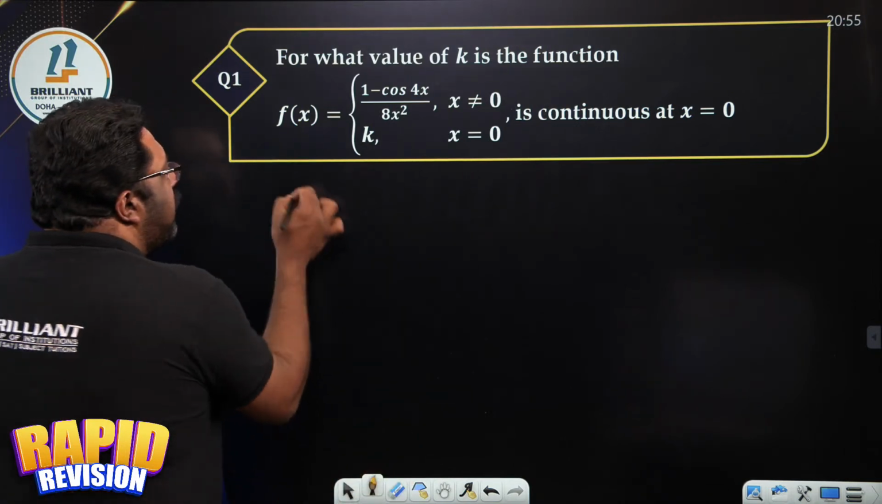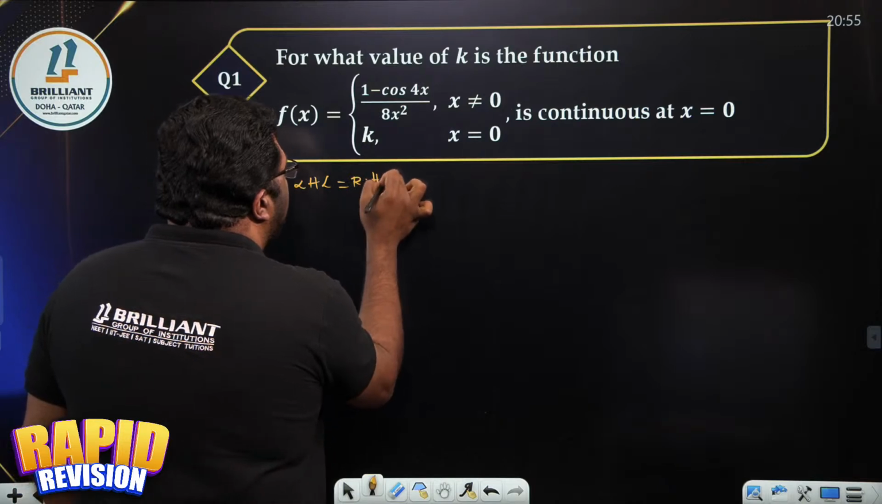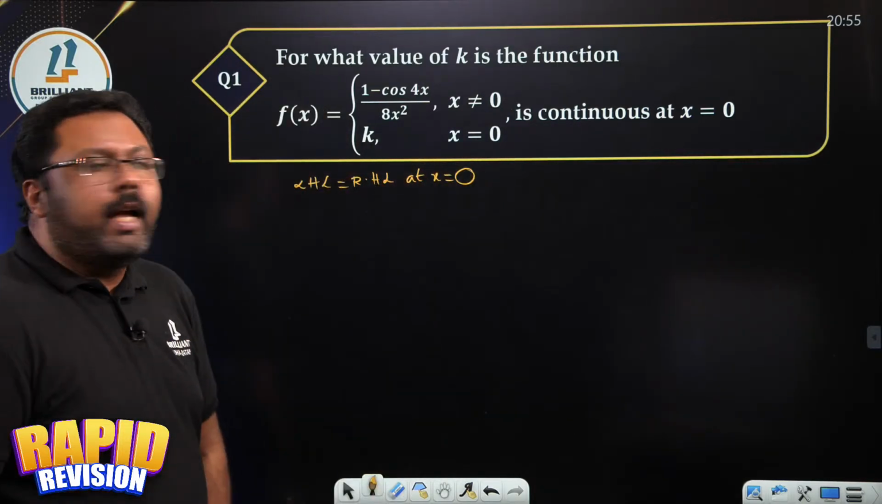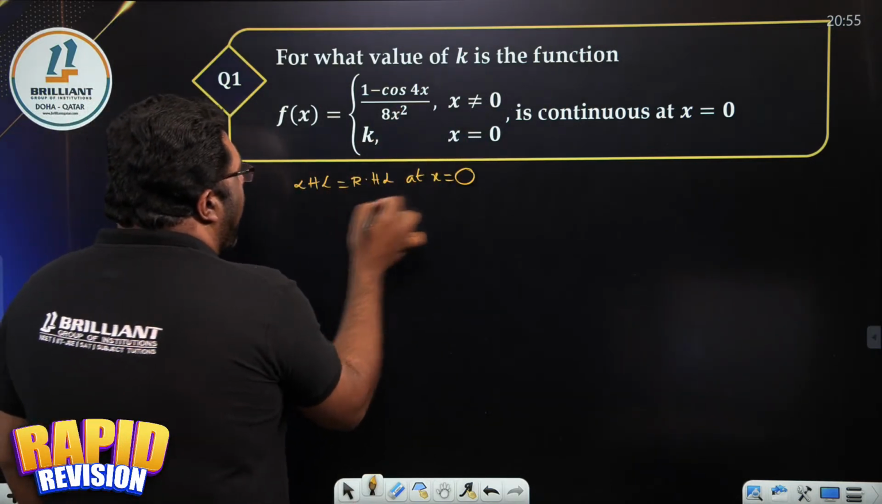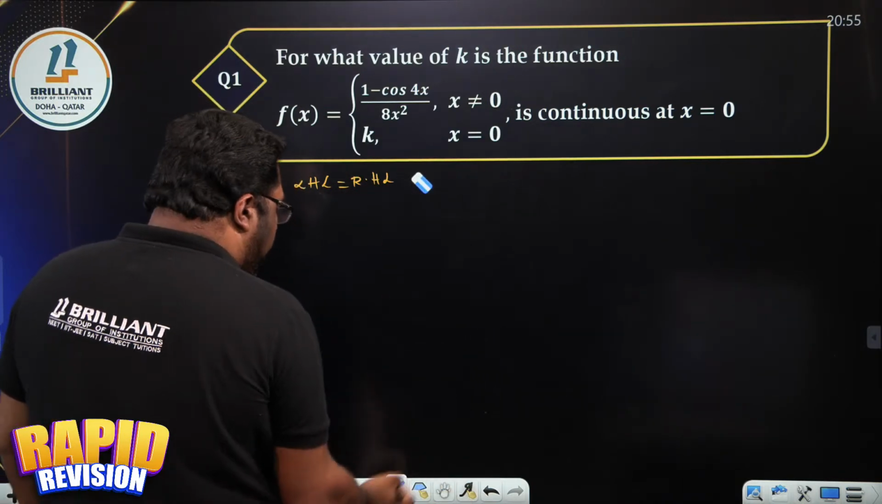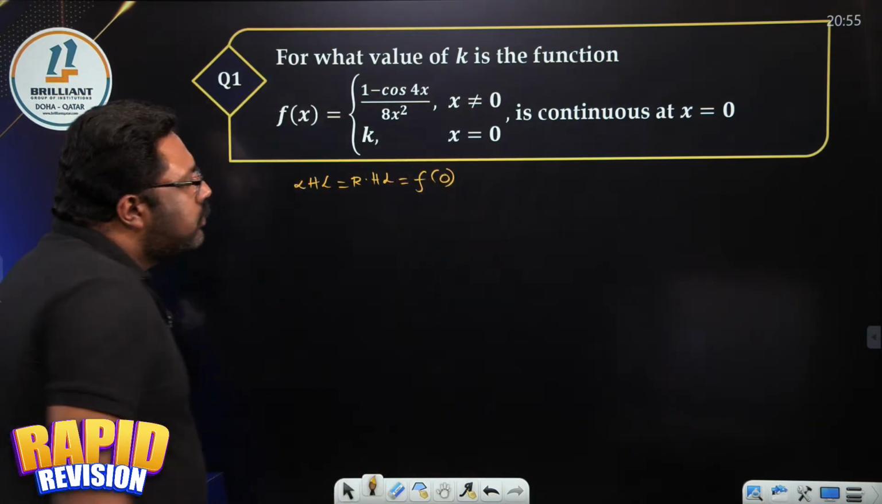Function is continuous at x equal to 0 means LHL equal to RHL at x equal to 0. LHL means left hand limit. Okay, and also one more condition you can add here. Please add that as well: LHL equal to RHL equal to f of 0.